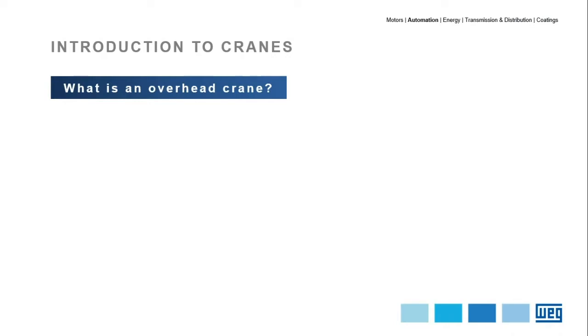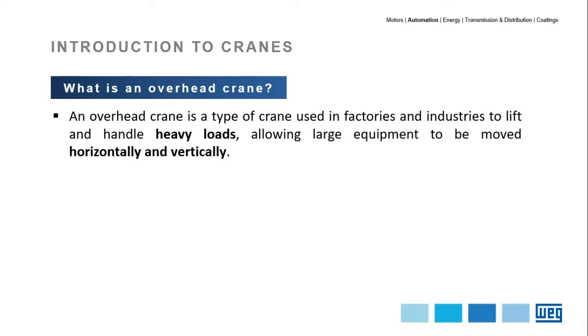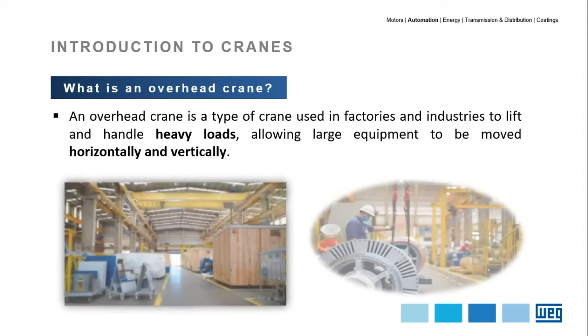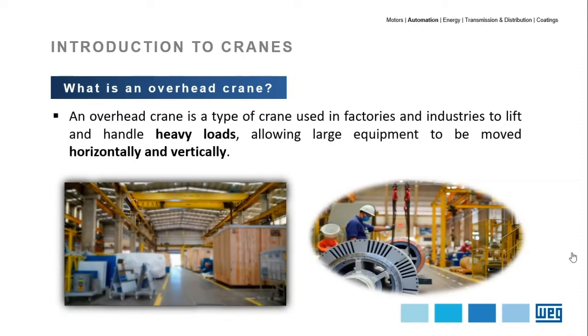So what is an overhead crane? An overhead crane is a type of crane used in factories and industries to lift and handle heavy loads, allowing large equipment to be moved horizontally and vertically. Here I brought you some pictures just to better illustrate it.